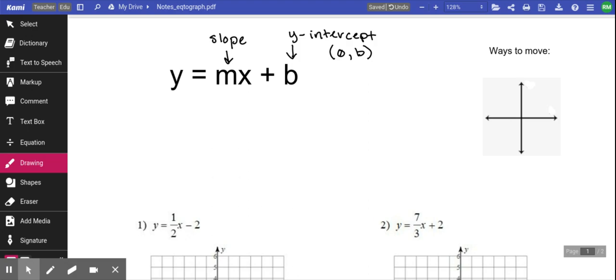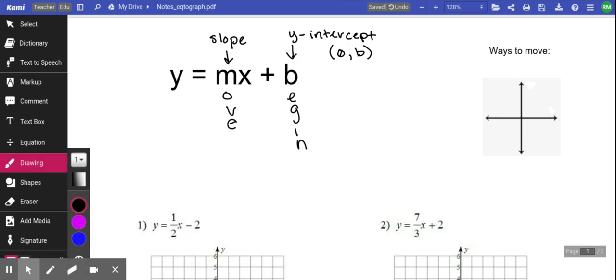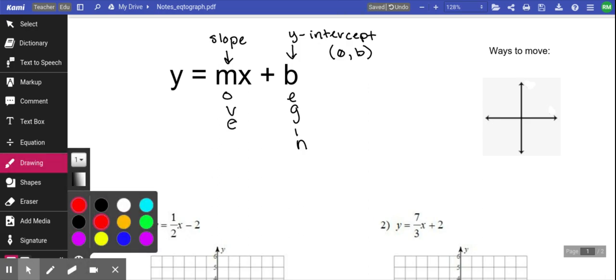Okay, so the next thing you need to know when we're graphing equations is the slope tells us how to move, and the y-intercept tells us where to begin. You will notice when we start graphing these, we are going to begin on the y-axis, which is the vertical up and down. That's why it's called the y-intercept. So the y-intercept is where we begin. Slope is how we move.